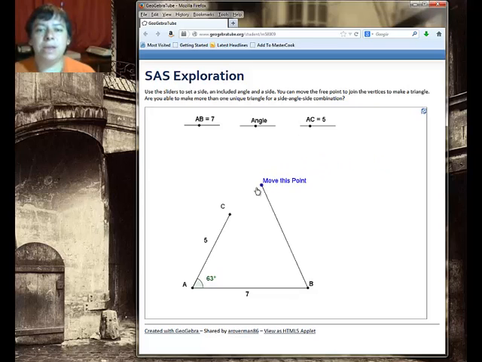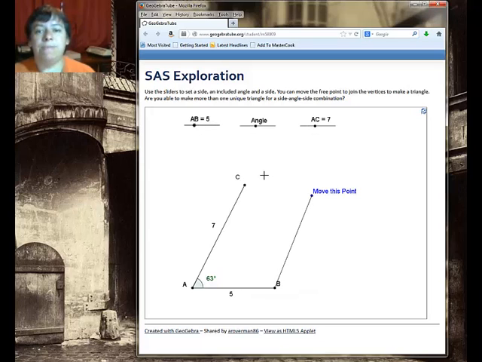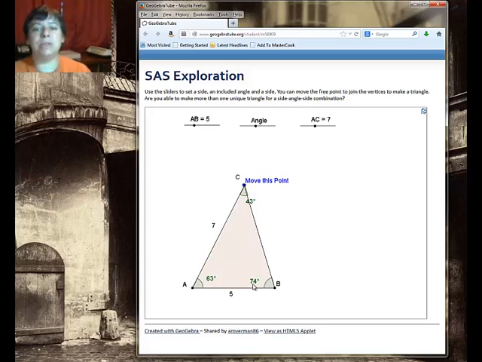But if I want to make it a triangle, I have to connect it to C. And there's only one way to connect it to C. So you can see I still have the 63 degrees. This will be 74 degrees, and that'll be 43 degrees. Now, let's say I try to mix it up, and I'm going to make AC 7 and AB 5. So kind of the same combination, but the sides are flipped. And if I move it, you'll see that I still have the same combination of angles. I still have the 43 degrees, the 74 degrees, and the 63 degrees.